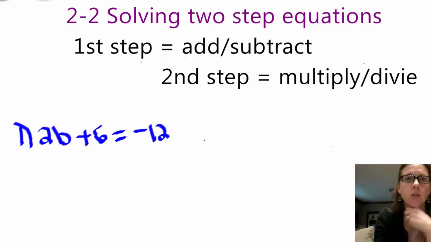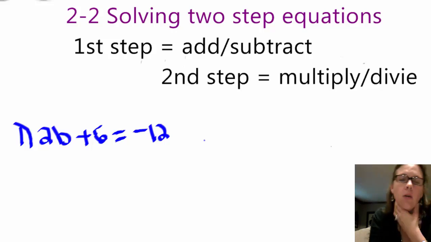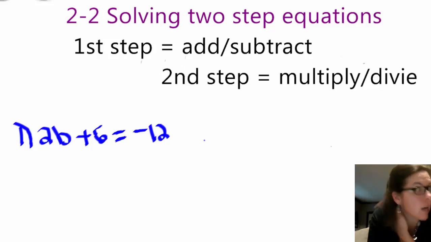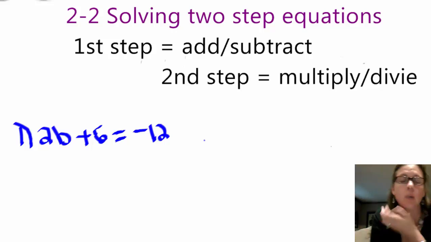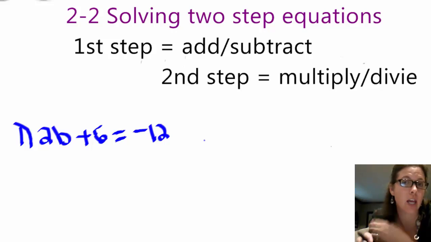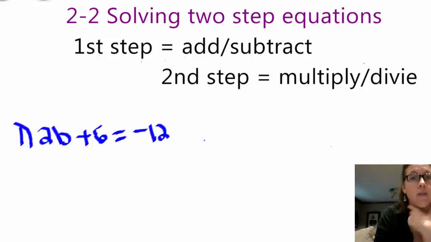Okay, today we're going to do 2-2, solving two-step equations. So last section you just did one step, this time it's two steps. So on all the problems you should be doing two steps. The first step is you have to add or subtract first, then the second step is your multiplication or division. Okay, so you always start with adding and subtracting.